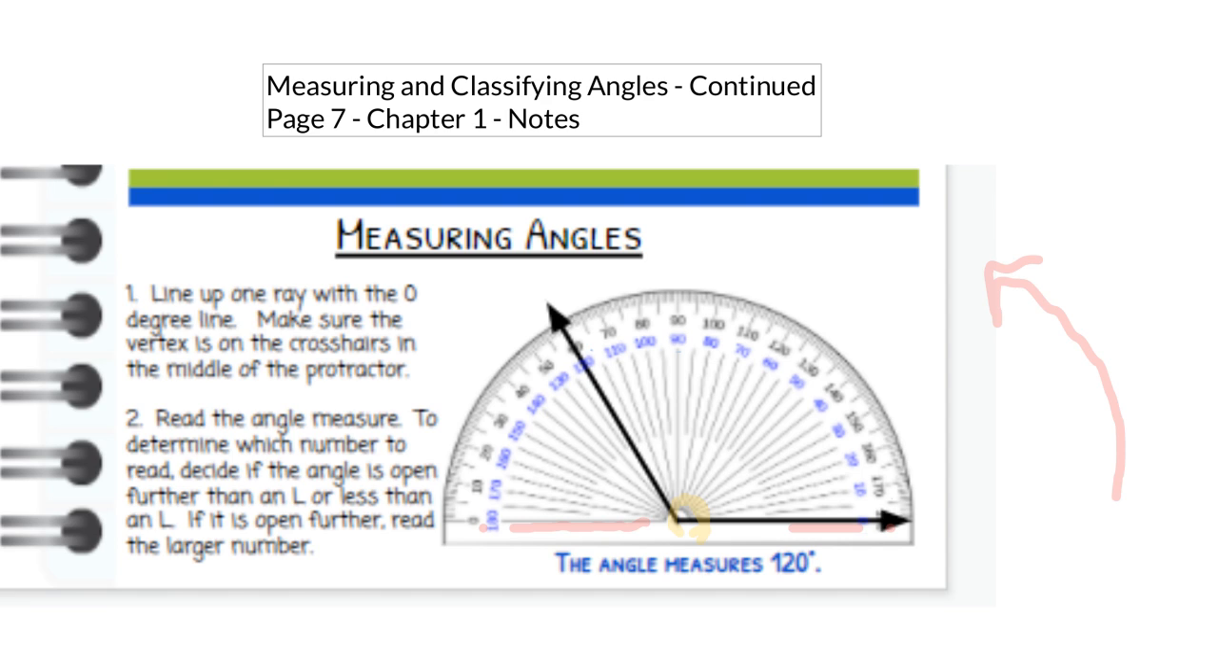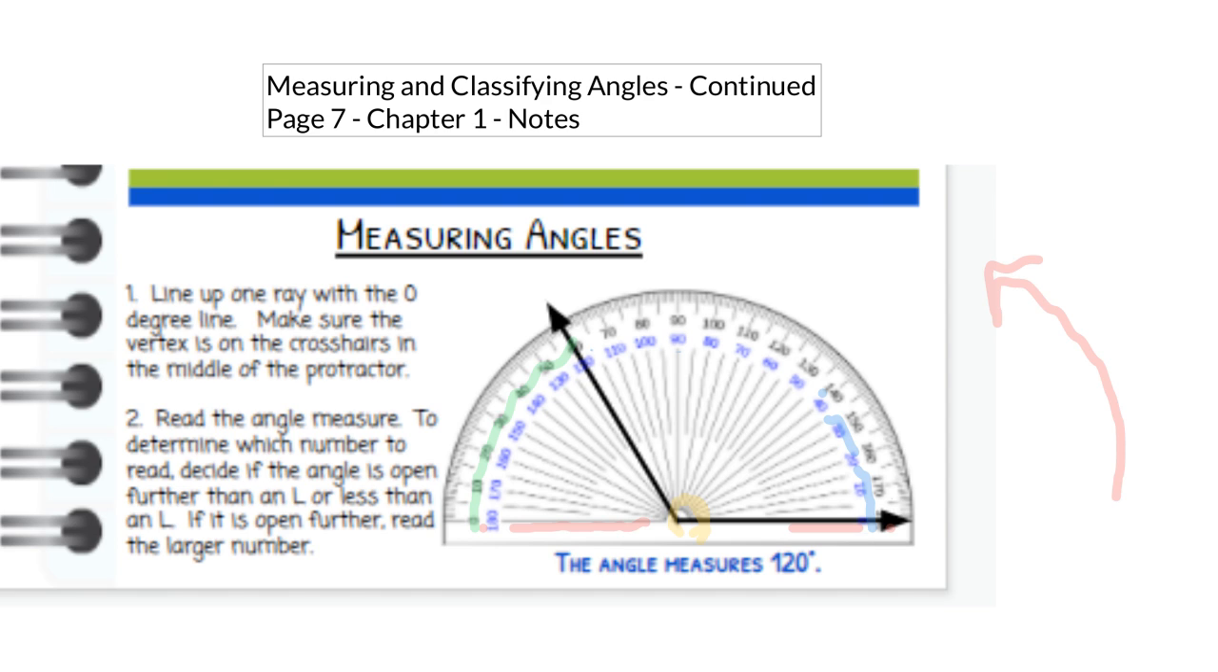So now we're going to read the angle measure. And if you notice on a protractor, there are two different sets of numbers. There's the set of numbers that is going in a clockwise direction along the outside of the protractor. Those are written in black. And then you also have the ones on the inside of the protractor, which are written in blue, and those go in a counterclockwise direction. So to determine which ones you want to use, think of your angle like an L. So if your angle is bigger than your L, you're going to want to use the bigger numbers. If your angle is smaller than an L, you would want to use the smaller numbers.